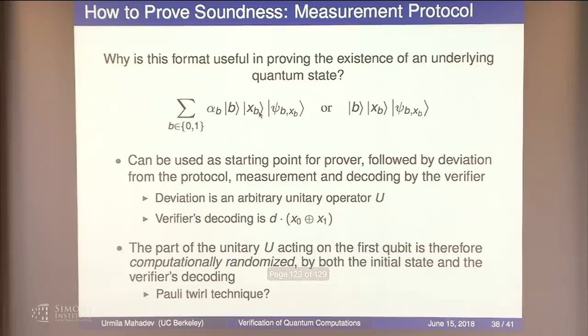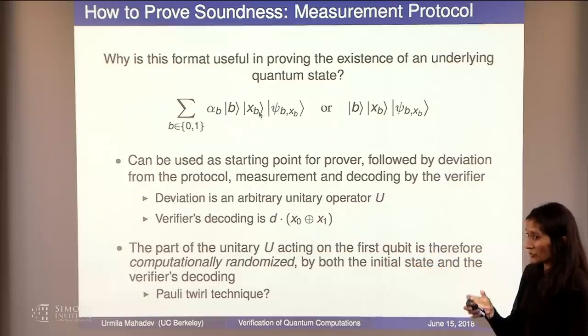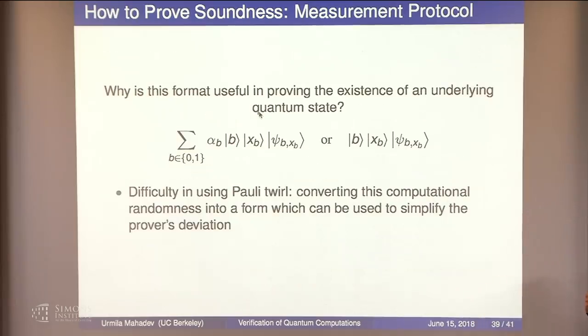This is computational. The Pauli twirl really has to be information theoretic, right? So I have to take, and it's not even quite the Pauli twirl because the prover controls d. So it's not a random decoding chosen by the verifier. It's adversarially chosen. So in order to convert this to a Pauli twirl, I have to use the hardcore bit properties. So I use the hardcore bit properties to argue that this really is a Pauli twirl, a very elementary version of the Pauli twirl.